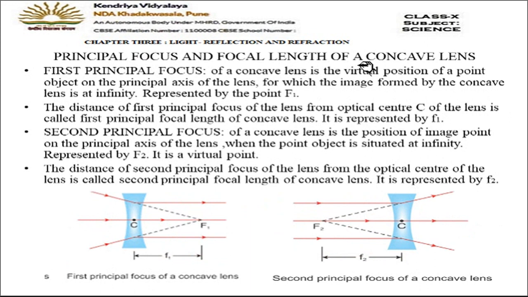Now principal focus and focal length of a concave lens. Defining them is a little difficult, otherwise drawing is not so difficult, but the definition part you have to just remember with a trick. First, the principal focus of a concave lens is the virtual position. Virtual, remember children, virtual means which is not real. So it is the virtual position of a point object on the principal axis of the lens for which the image formed by the concave lens is at infinity.